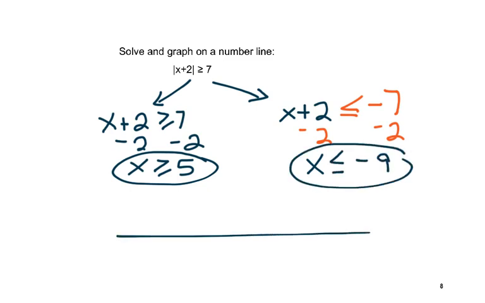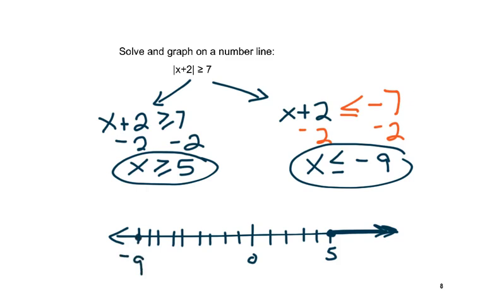On a number line, this looks something like this. Here's 0, here's 1, 2, 3, 4, 5. x is going to be greater than or equal to 5, or x is less than or equal to negative 9, counting 2, 3, 4, 5, 6, 7, 8, 9. And so that's the solution for the problem.